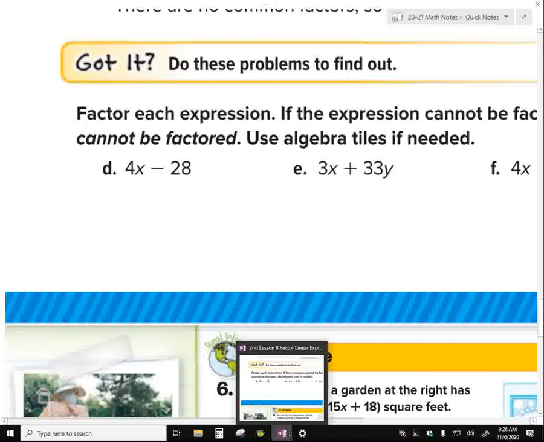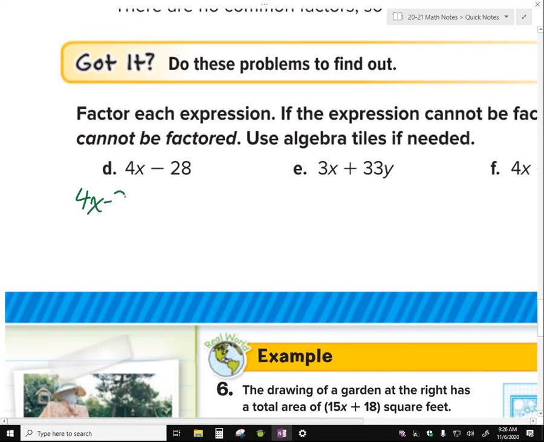So let's use upside down division for 4x minus 28. What's a common factor of 4x and 28? Yep, 2. Okay, we can try 2. We could also do 4. I'm going to show you how they both would work. Okay? We'll do 2 first.